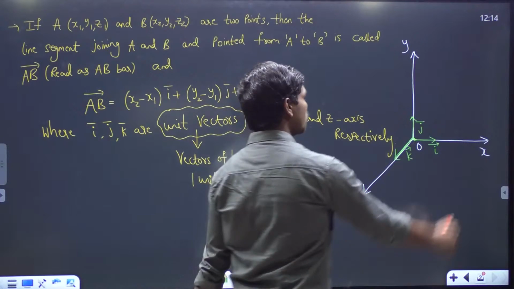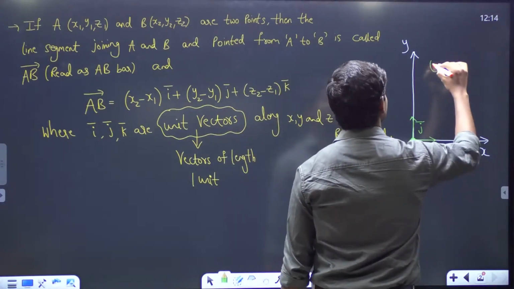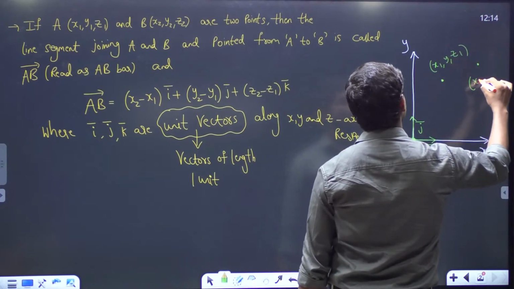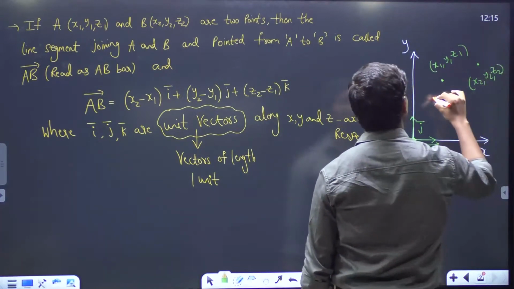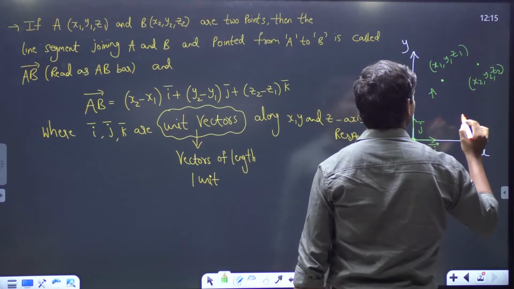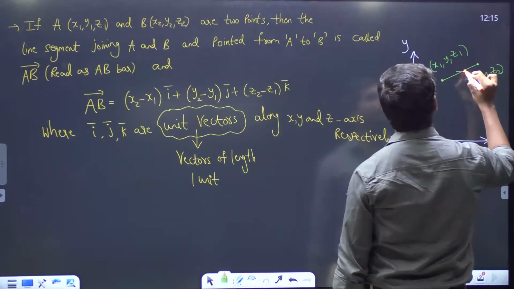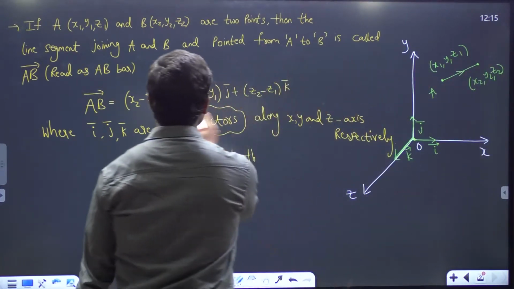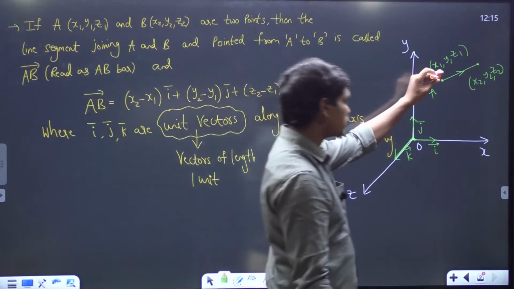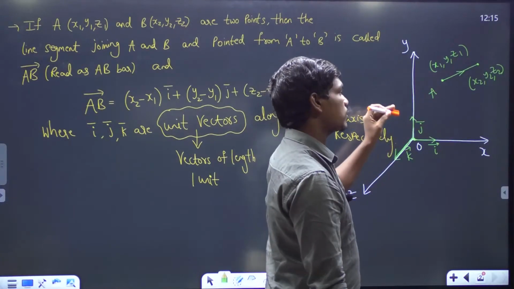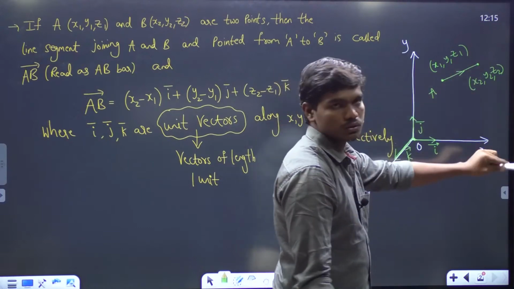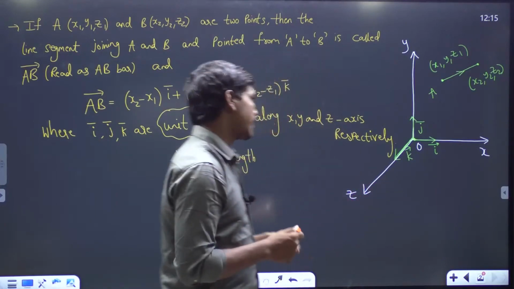Okay, so now if you have 2 points, x1, y1, z1 and somewhere here this point x2, y2, z2, if this point is A and this point is B, then the vector joining A to B is called AB bar, and AB bar is given by this. The difference in the x coordinates is x2 minus x1: if you project both points onto the yz plane, or onto the xz plane, the difference between the x coordinates is x2 minus x1.